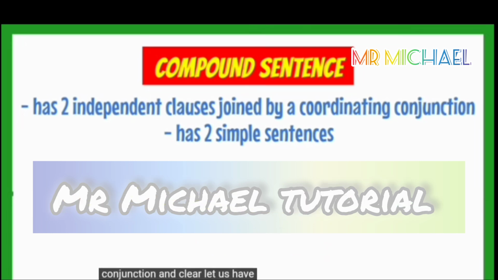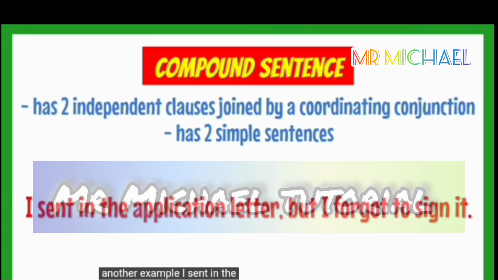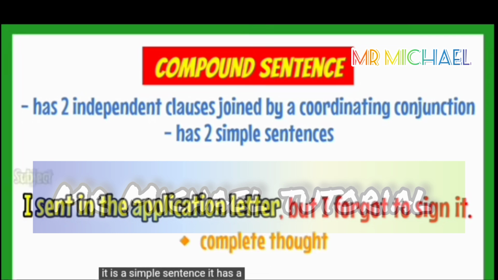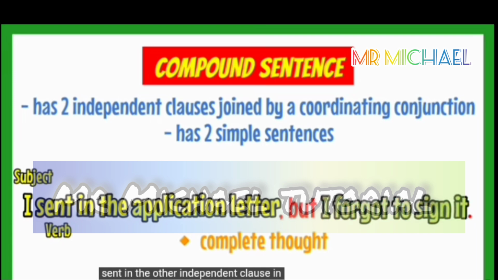Clear? Let us have another example. I sent in the application letter, but I forgot to sign it. This is a compound sentence because it has two independent clauses. The first one is, I sent in the application letter. It is a simple sentence. It has a complete thought, and it has a subject, which is I, and a phrasal verb, which is sent in. The other independent clause in the sentence is, I forgot to sign it. It has a subject, which is I, and the verb, which is forgot. And take note that these two independent clauses are joined by a coordinating conjunction, but.